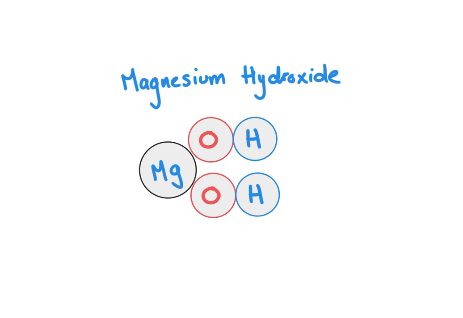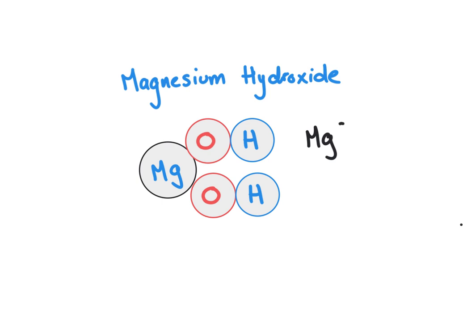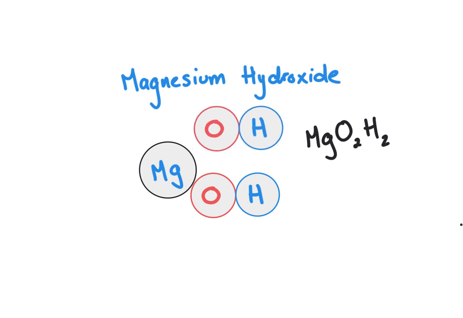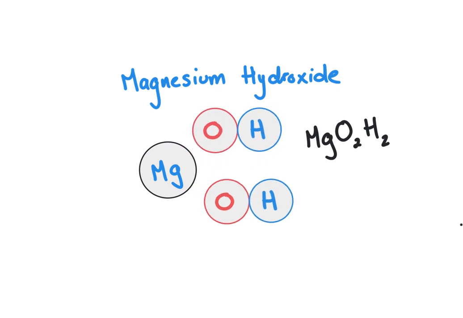Now in total, there's one magnesium, two oxygens, and two hydrogens in that compound. But how do we show this as a chemical formula? Well, there's a couple of ways you could do it. The first way would be to say we've got one magnesium, two oxygens, and two hydrogens. That accurately represents how many of each there are, but it's not the right way to write that formula. The reason for this is that the oxygen and the hydrogen are actually treated as if they are one unit. So you've got one hydroxide there and one hydroxide there.